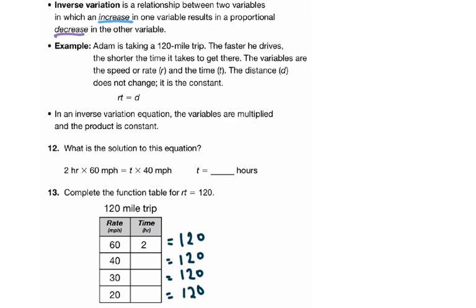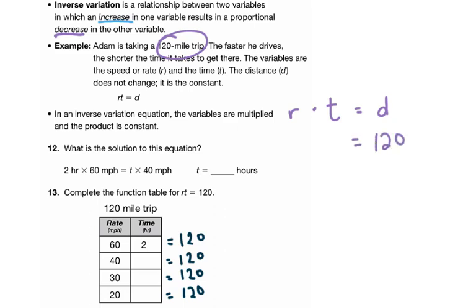All right, so Adam is taking a 120-mile trip. The faster he drives, the shorter the time it takes to get there. The variables are the speed or rate and the time. The distance does not change, okay? No matter what, he's taking a 120-mile trip. In an inverse equation, the variables are multiplied and the product is constant. So you're going to multiply your variables, your rate and your time, and your distance is going to stay the same. So our distance is going to stay 120 the whole time.